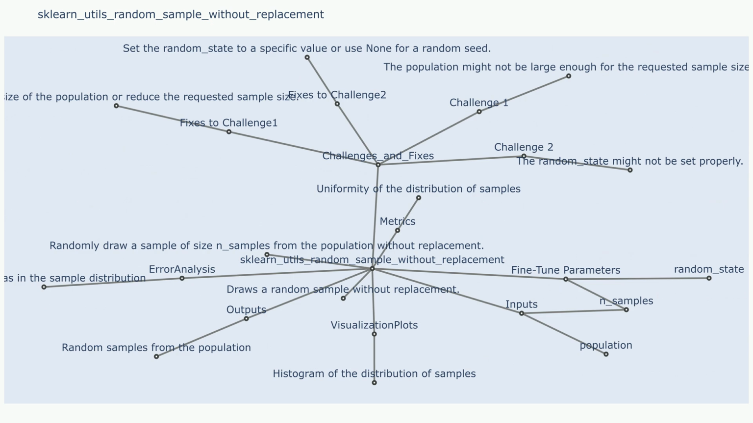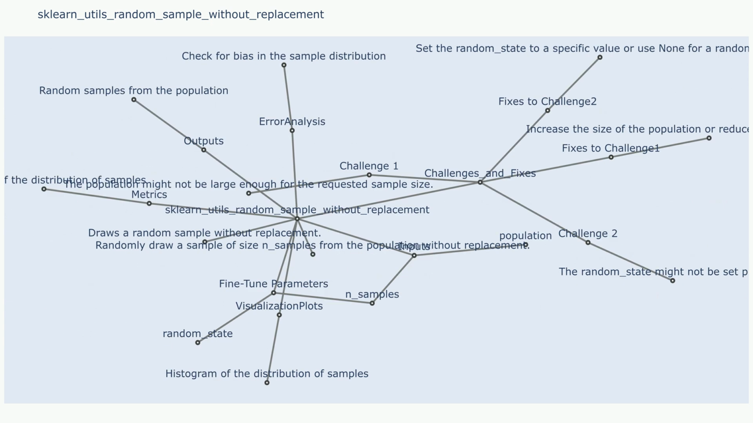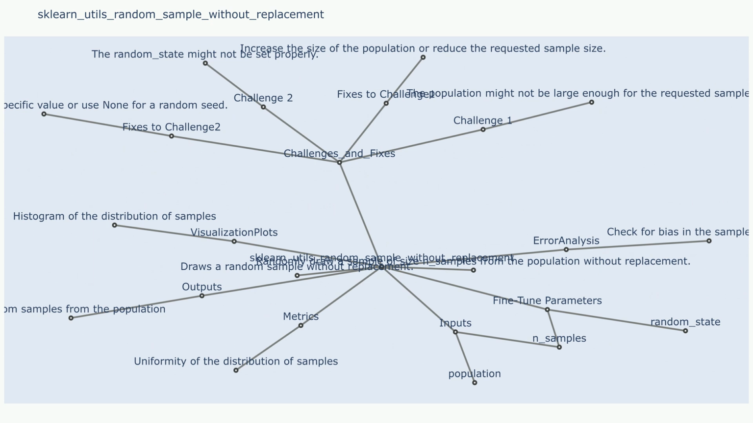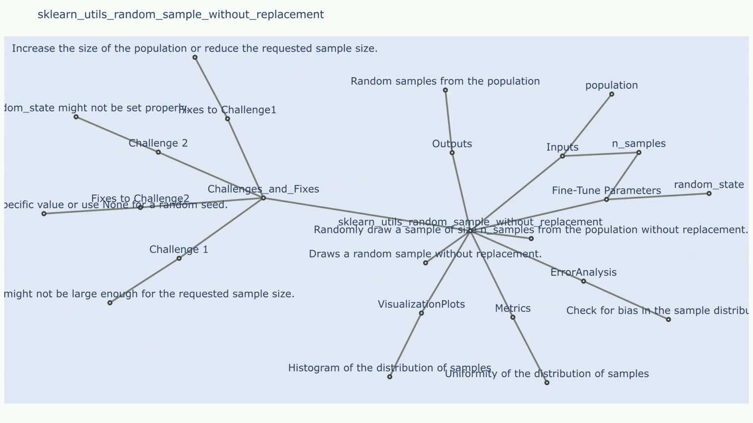Steps. Generate a list of integers representing the population. Shuffle the list using the Fisher-Yates shuffle algorithm. Extract the first n_samples elements from the shuffled list. Return the extracted elements as a NumPy array. Metrics. Time complexity O(n), where n is the size of the population.